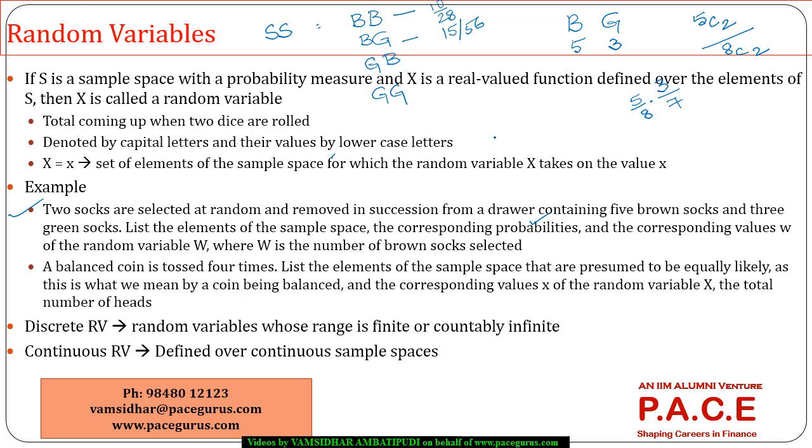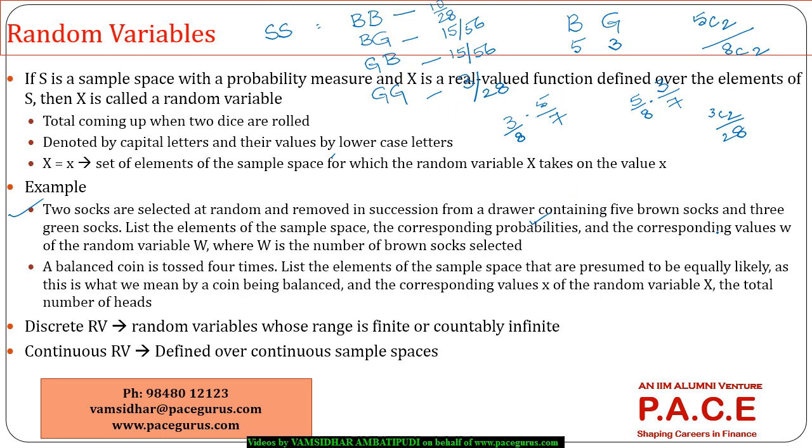First one green can be picked in 3 by 8. What is the probability of picking a first green? 3 by 8. Second, there are still 5 browns, so 5 by 7, making it again 15 by 56. And finally, both greens, 3C2 divided by 28, which makes it 3 by 28. So these are the typical possibilities.